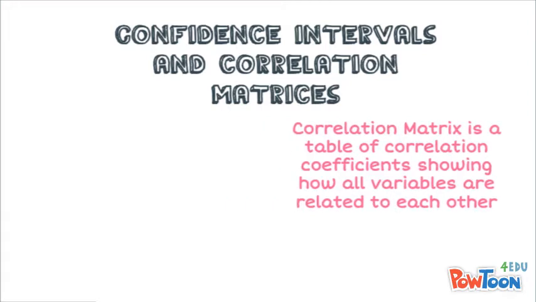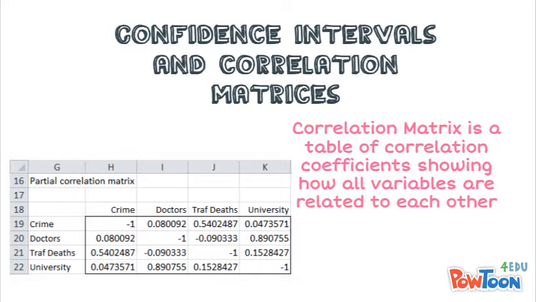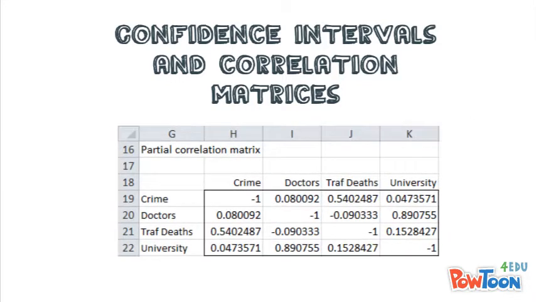A correlation matrix is a table of correlation coefficients showing how all variables are related to each other. They are often used because it is rare to see only a single correlation coefficient. A table displaying a correlation matrix has variables ordered horizontally across the top and vertically down the first column.